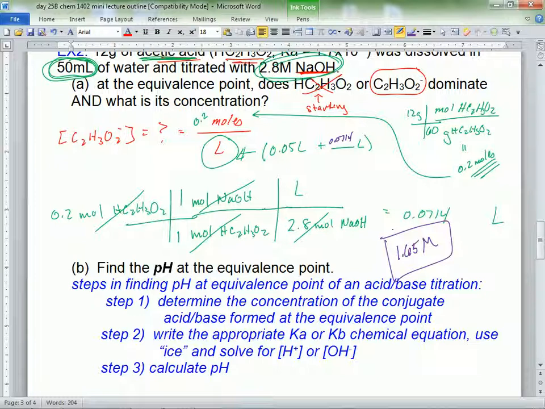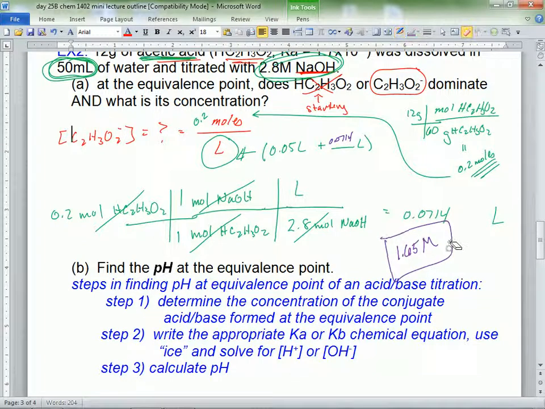Yeah, so they had 50 mils of water in the first place, so we had to include that in the volume. And then we dumped in 71.4 milliliters, or 0.0714 liters of the NaOH. So you have to add that to the total volume. So add those two up, divide it into 0.2 moles, and you'll have the concentration. And hopefully you get 1.65. And then the concentration is 1.65 M C2H3O2.